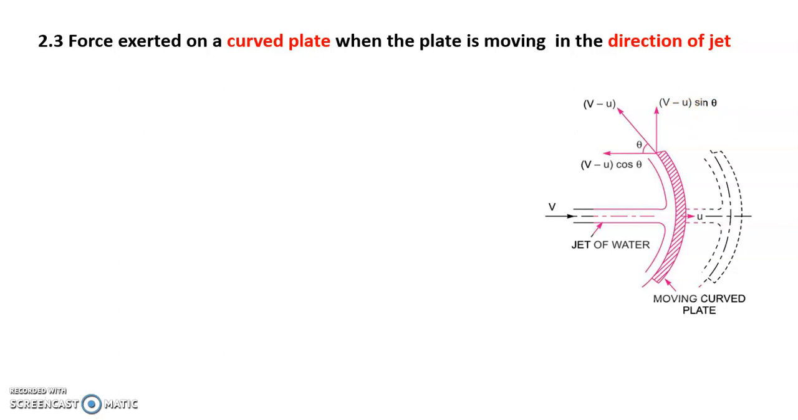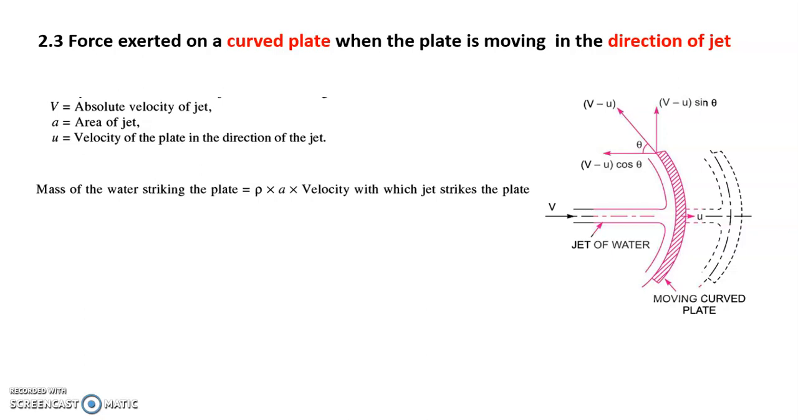Let us try to have some more equations. If V is the absolute velocity of the jet, a is the area of the jet, and u is the velocity of the plate in the direction of the jet, then mass per second is ρ into a into the velocity with which it strikes the plate, that is the relative velocity V − u. Hence mass per second is ρ a (V − u). I hope there is no doubt in coining this as ρ a (V − u).